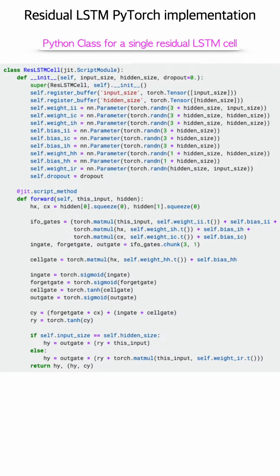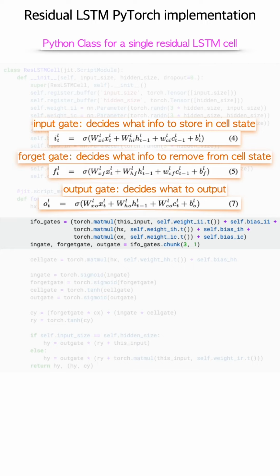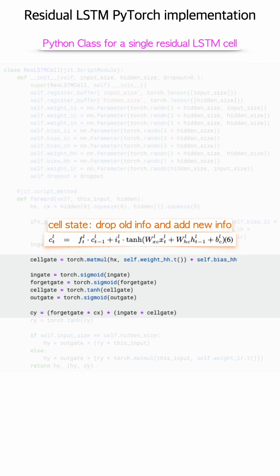Let's look at the Python code now. As with the standard LSTM, the input gate, forget gate, and output gate are calculated based on the input and states from the prior time step, and the cell state is updated to drop the old info and add new info based on the new input.